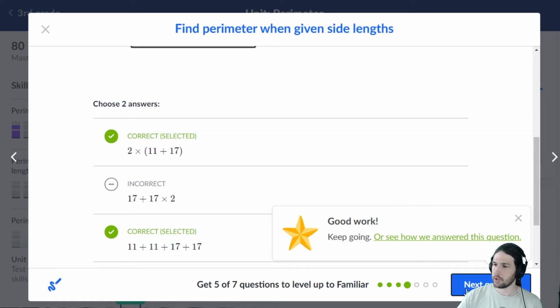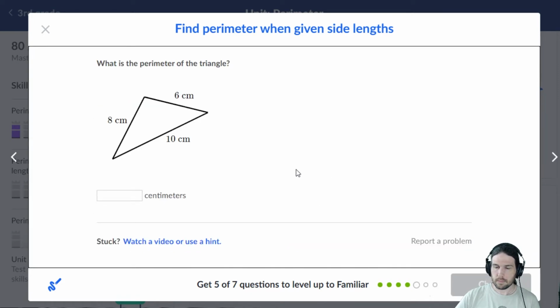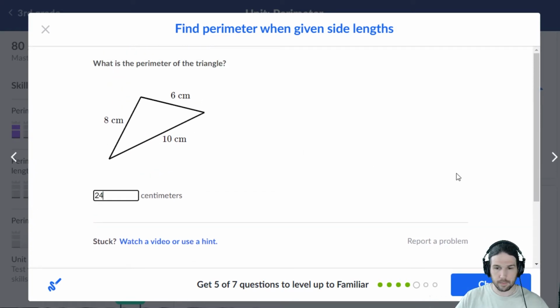Nice. Good job, me. What is the perimeter of the triangle? Triangles are nice because they have the fewest sides of all polygons. You only have to add 3 things up. 8 and 6 is 14, and 10 is 24 centimeters.